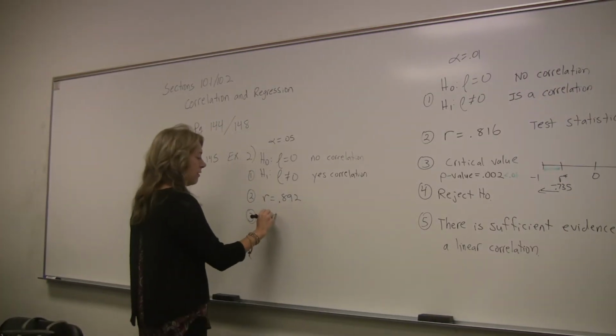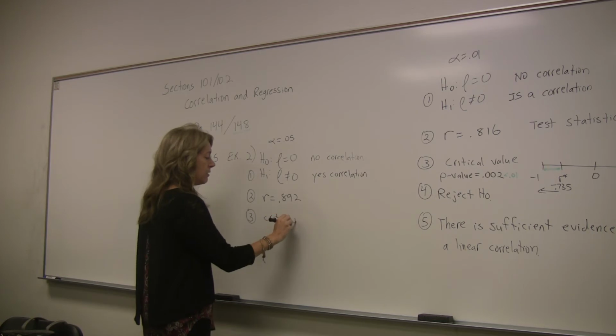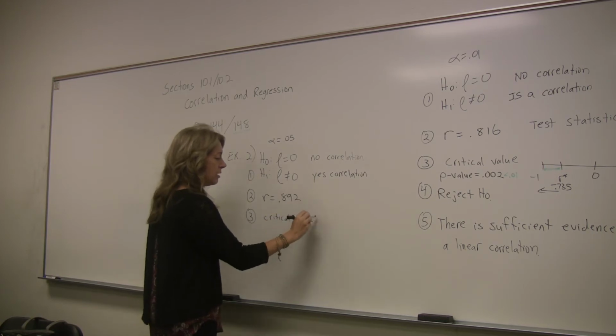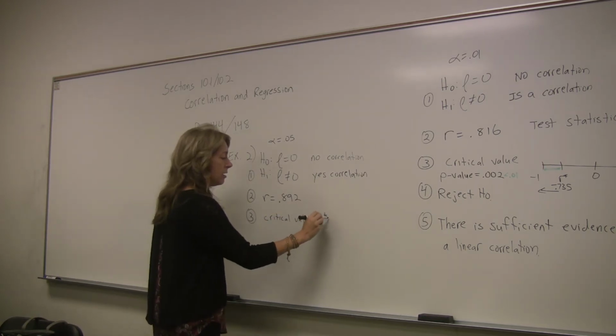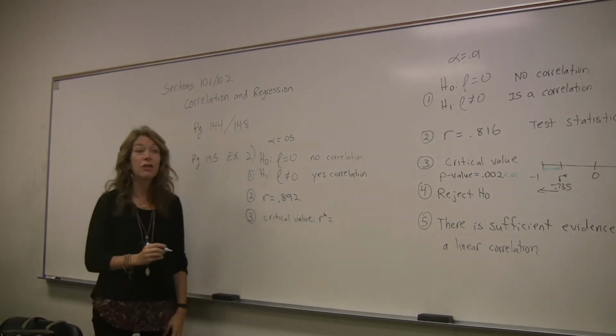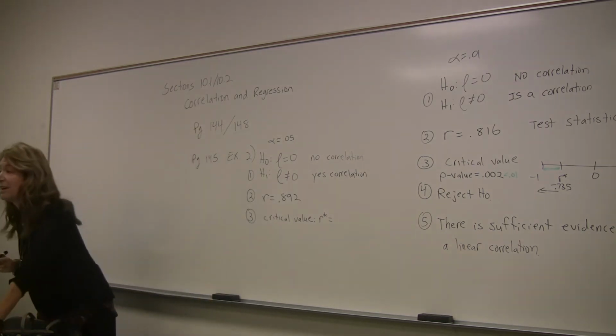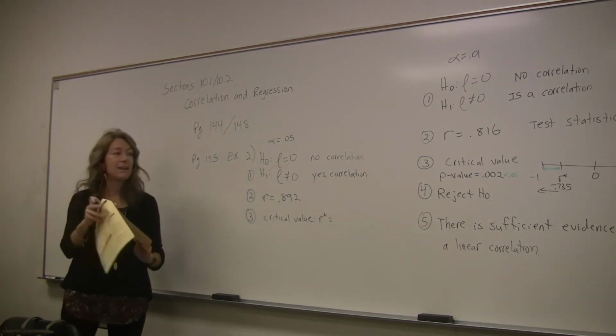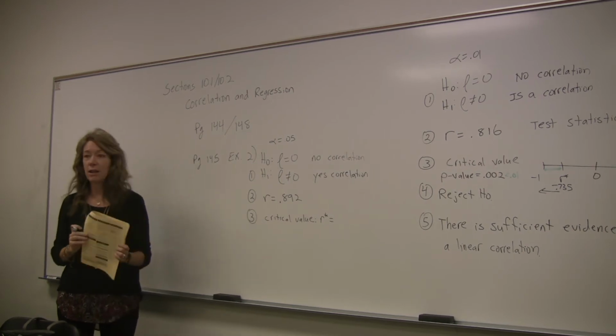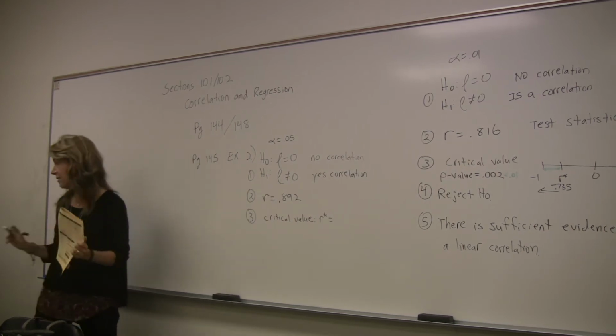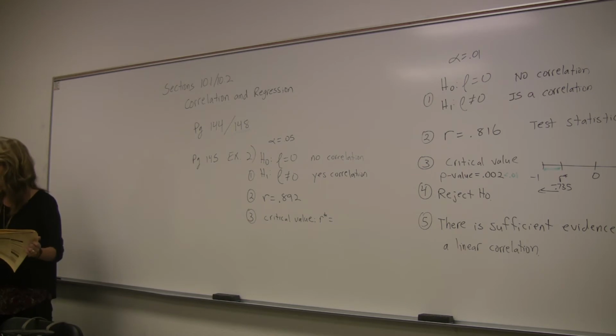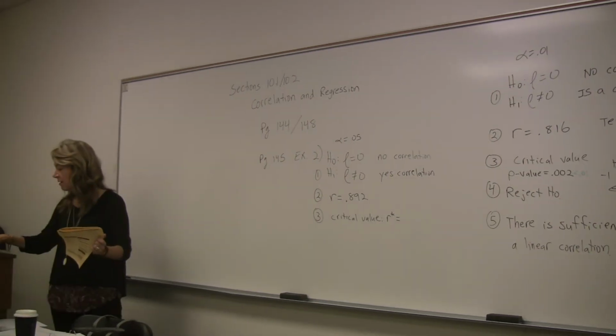What's the critical value? Let's do that, just to humor me. Not the p-value, the critical value. M is 10, N is 10? 4.632.